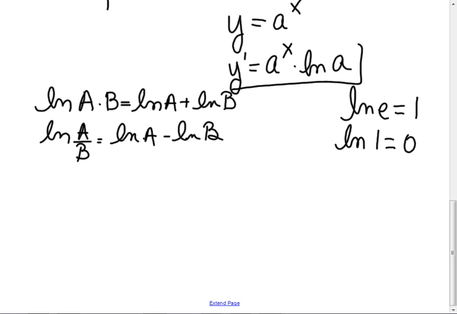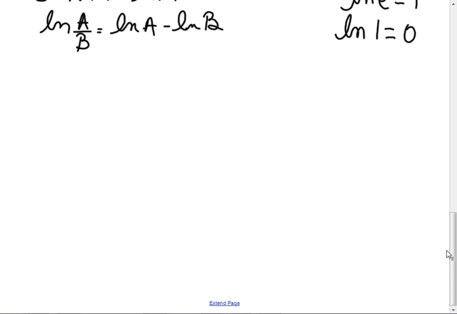Do I have an example here? If not, I'll make one up. Yeah, we already did all that. So, what if I have y equal to 5 to the sine of x? Oh, no, I don't want to do a composite function, do I? Sure I do.